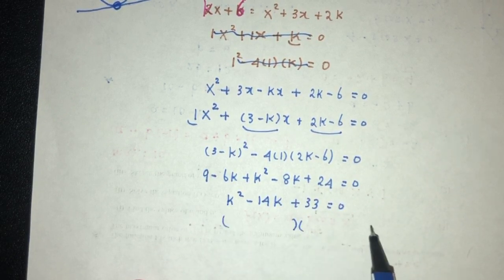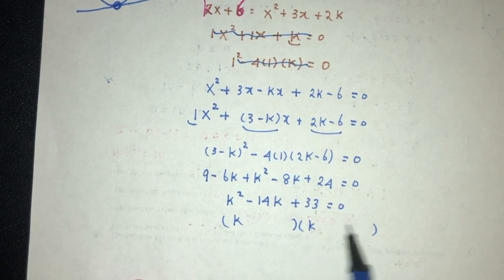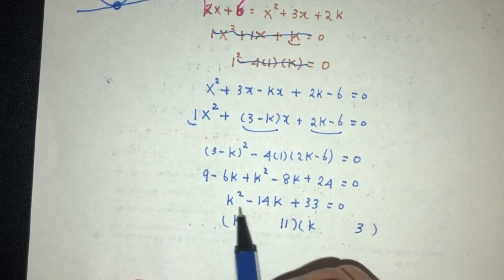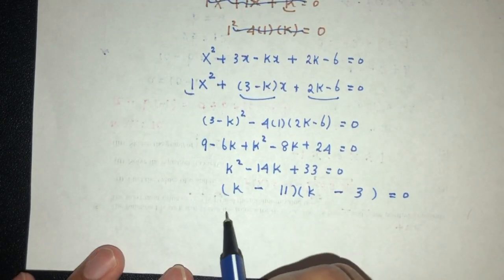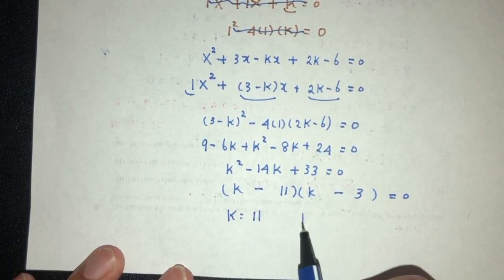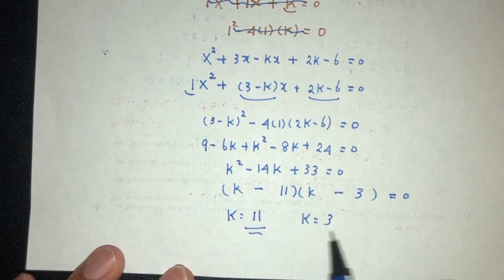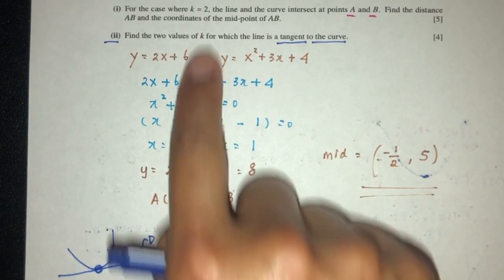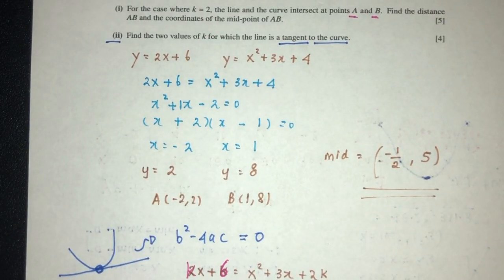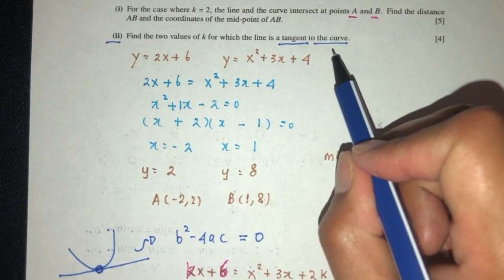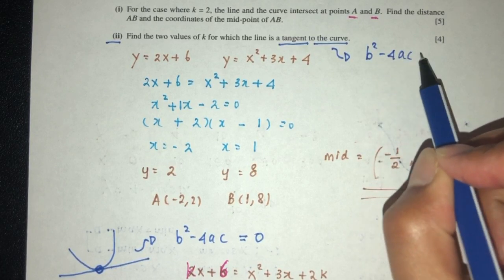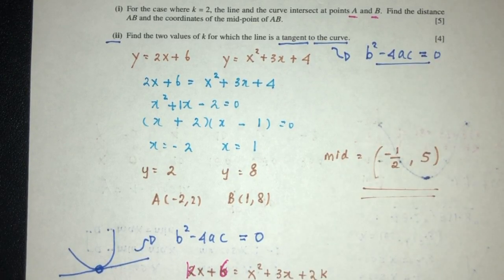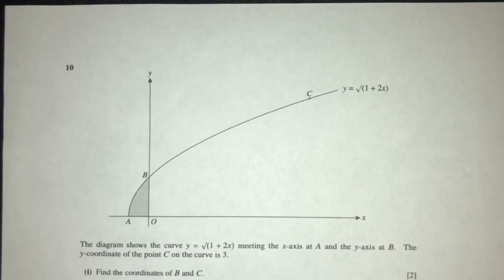Now we can try to factorize. k times k. 3 times 11 is 33. To get minus 14, we have to have minus 3 minus 11. So the two values of k will be what? k will be 11 and k will be 3. So these will be the two values of k for which the line is a tangent to the curve, which means they have only one solution or one point of intersection, and because of that we have to look at b squared minus 4ac equal to 0. Now let's move on to the next question.